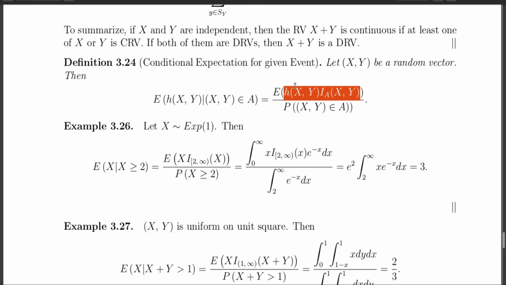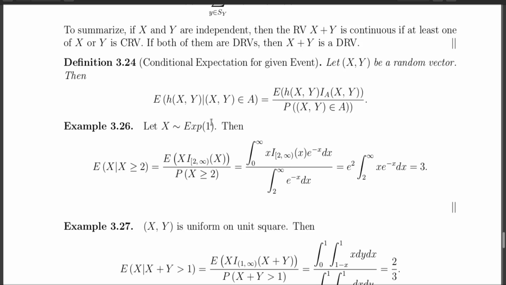Okay, so I need to find out this expectation, and now I need to scale it. Because now I only want to find out the expectation inside the set A, so I need to scale it with the probability that XY belongs to A. So the expectation of h(X,Y) given (X,Y) belongs to A can be computed as the expectation of h(X,Y) multiplied by the indicator of A(X,Y), divided by the probability that (X,Y) belongs to A.